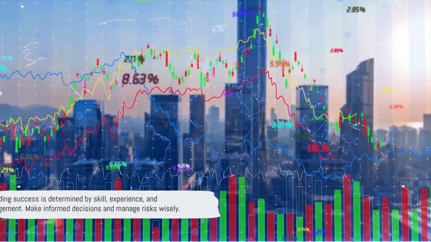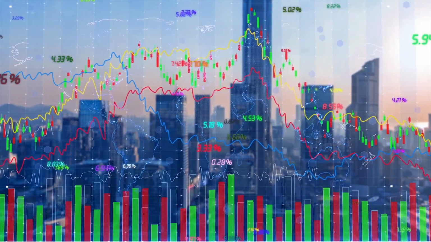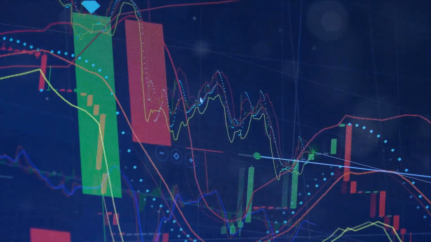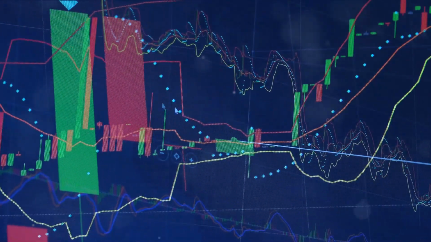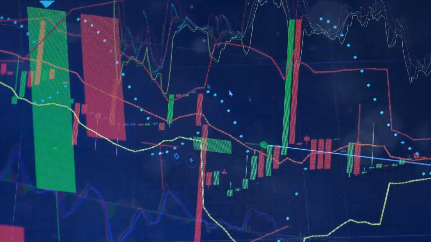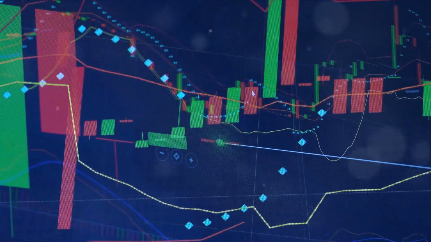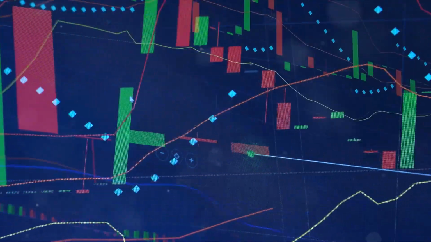Remember, every trading strategy or theory, including the Elliott wave theory, is just a tool. It's the trader's skill, experience, and judgment that ultimately determines success in the market. So whether you choose to use the Elliott wave theory or not, always make informed decisions and manage your risks wisely.